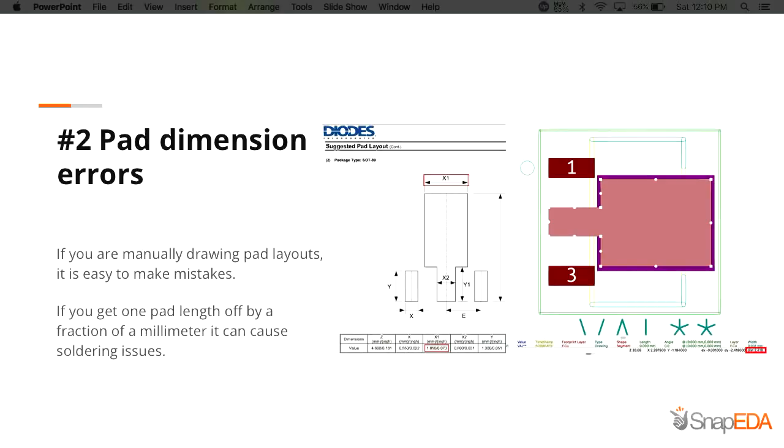Then we have pad dimension errors. This especially happens when you're manually creating custom footprint pads. It's very easy to make a mistake, and it can cause serious ordering problems. So I recommend, especially when you're designing these custom pads, to always keep an eye on the data in the datasheet or the recommended manufacturing dimensions.